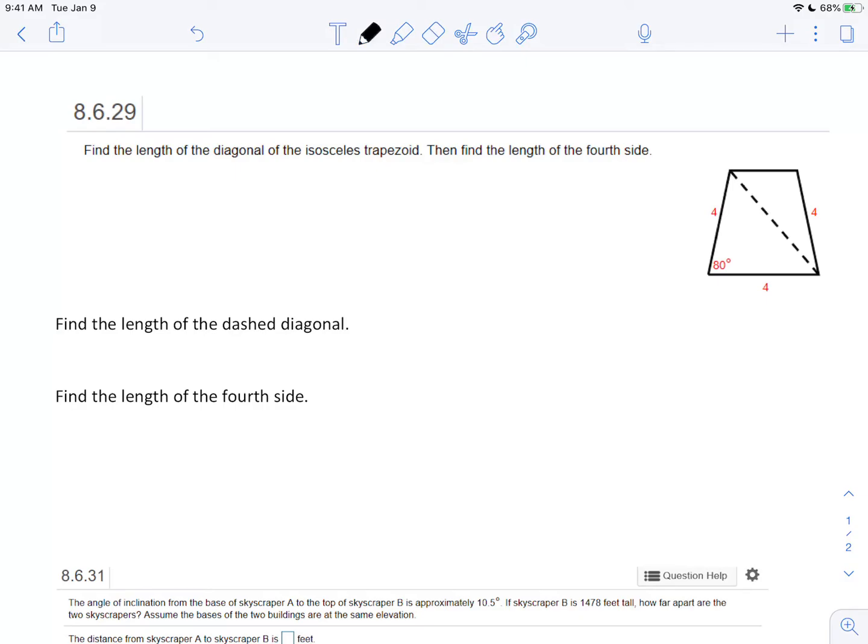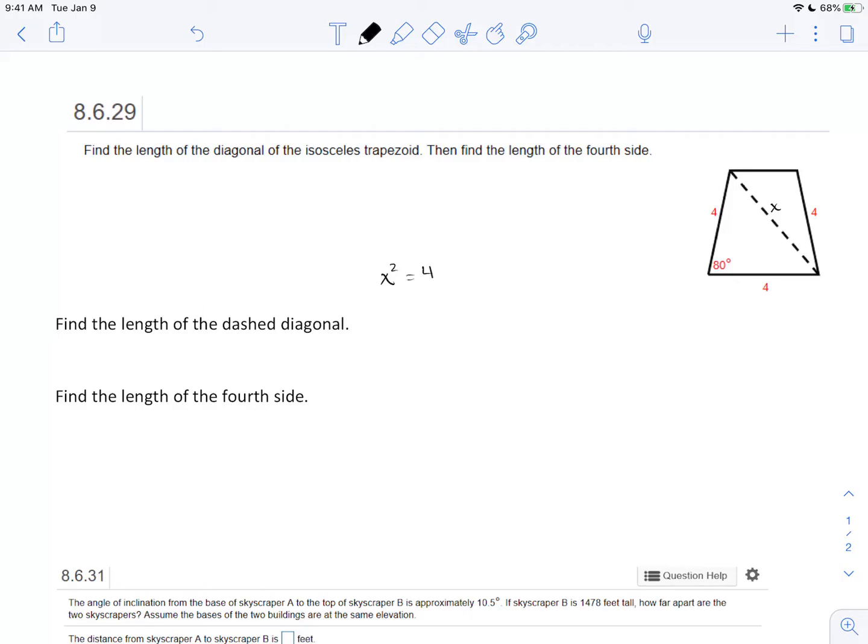They're problems like tomorrow's test. So let's look at this first one. Find the length of the diagonal of the isosceles trapezoid. Then find the length of the four sides. So first thing we want to find is this, right? Well, notice we have this triangle here with sides 4, 4, and the dashed side, and we have that included angle. So we have side, angle, side. That means I want to use law of cosines, so I'm going to set it up.